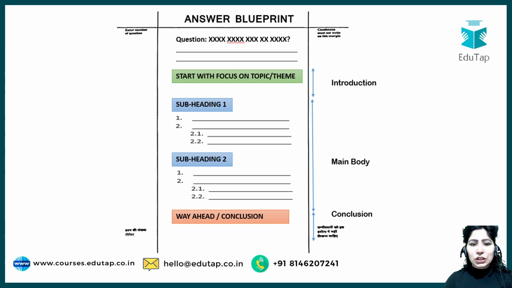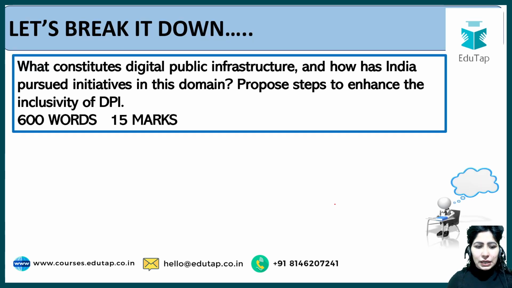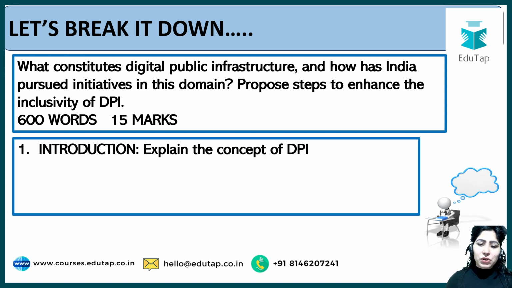First of all, just sharing with you the answer blueprint, and our answer will be divided into three parts, that is introduction, main body and conclusion. So let's see how will we divide the content according to the three parts of our answer. If I talk about introduction, we will start by explaining the concept of DPI. We don't give explanations or definitions for concepts which are very basic. For example, what is corruption and what is unemployment? We don't give such definitions there.